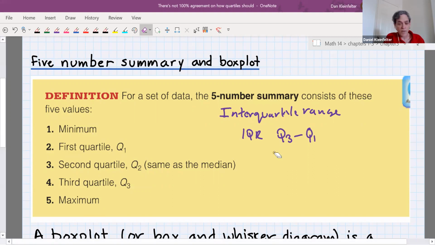One other piece of useful data that is not included among the 5-number summary is what's called the interquartile range. Back in section 3.2, we had the range, which was the difference between the maximum and minimum values. The interquartile range is similar but different. It is the difference between the 2 quartiles, Q1 and Q3.